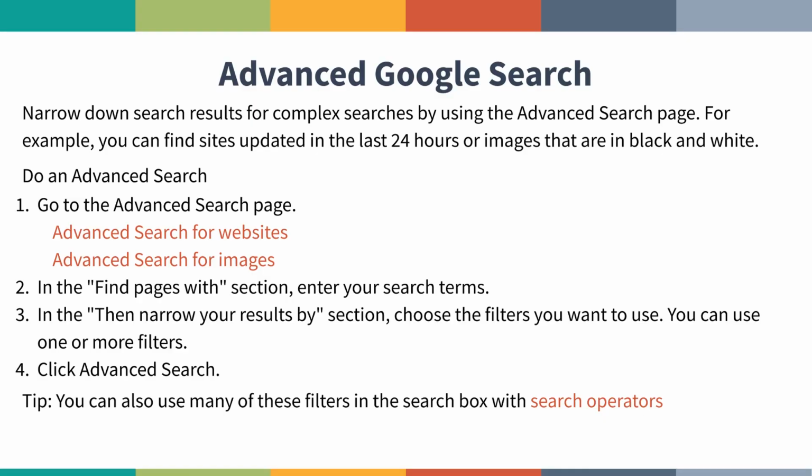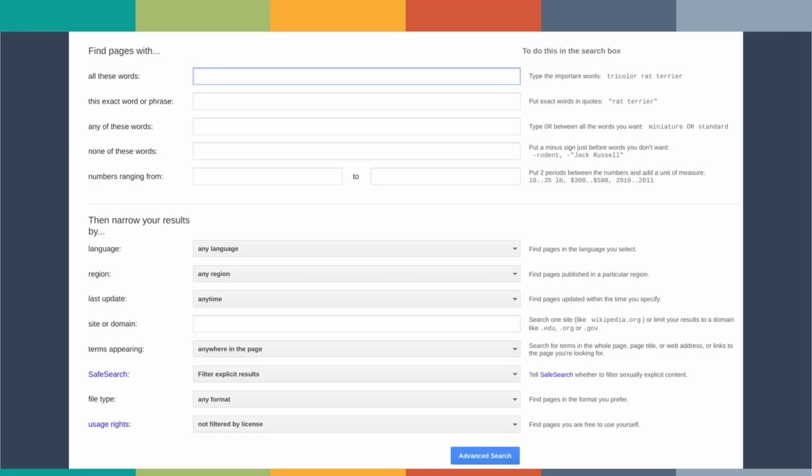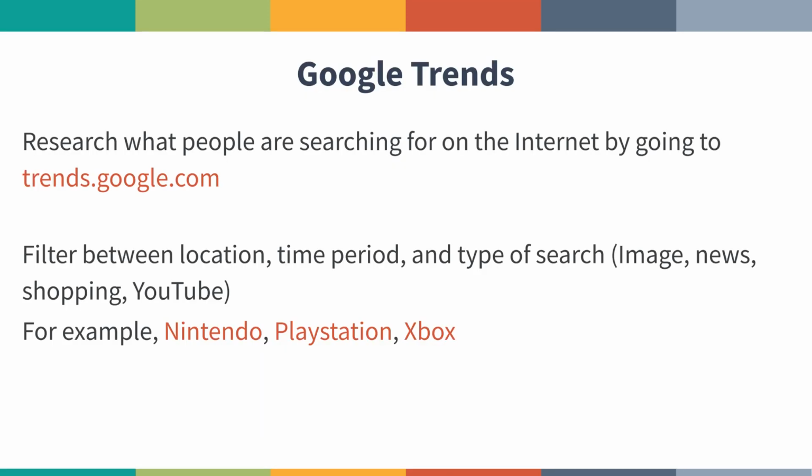And perhaps the most important tool that we can present students with is the advanced search. Now, a lot of students don't know about this, but it can really help them find exactly what they're looking for. So here you can put in all the important words, exact words. You can put in none of these words. So all those tips and tricks that we just learned can all be done right from the advanced Google search.